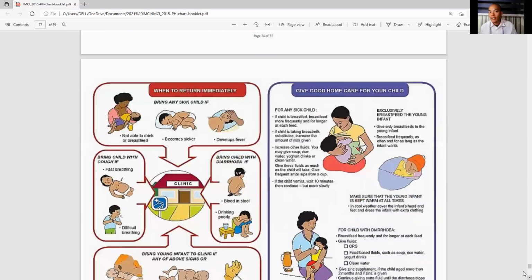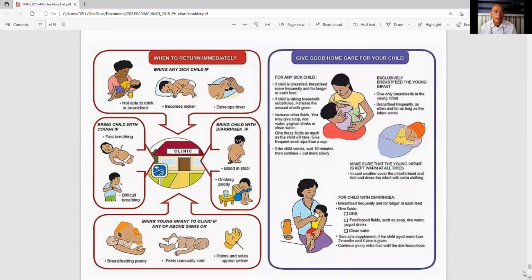Then weight for height. The last parts, around pages 77, 78, 79, are charts that you can use while teaching your patients, because some patients, even students like you, will understand it more easily if there are pictures. For example, this part: not breastfeeding, the child becomes sicker, develops fever. What we do when this happens: please come back to the clinic immediately. So these charts will help as your teaching guide.